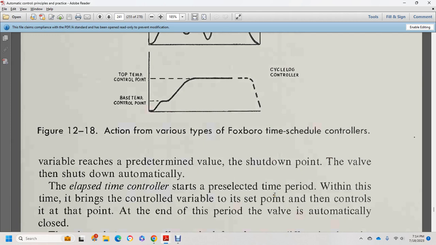Figure 12.18 shows the action of the various steps of the Foxborough time schedule. The controlled variable reaches the predetermined value at the shutdown point of the valve, and the timer then shuts down automatically. The elapsed time control sets a pre-selected time period, and this brings the control variable to its set point at the end of the control period.